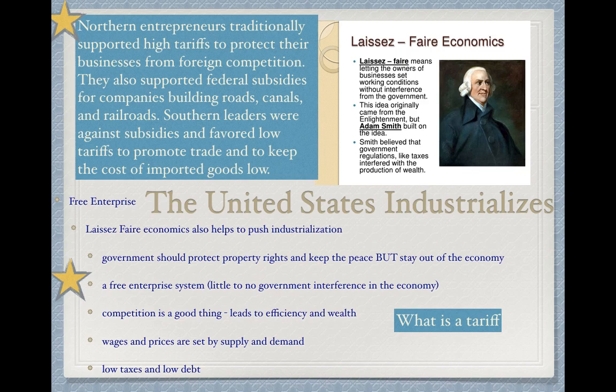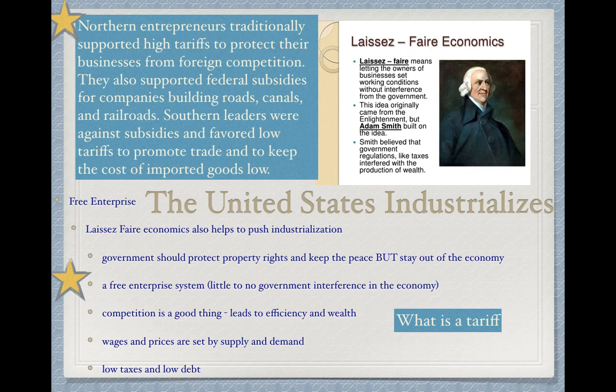Northern entrepreneurs. Well, let's talk about laissez-faire and let's talk about tariffs. So laissez-faire means hands off. It's an idea that is first written by an economist named Adam Smith, and he believed that the government should stay out of the business of regulating the economy. And that is pretty much going to be the dominant economic theory in the United States until the Great Depression happens. We realize, well, maybe we need some more regulation.